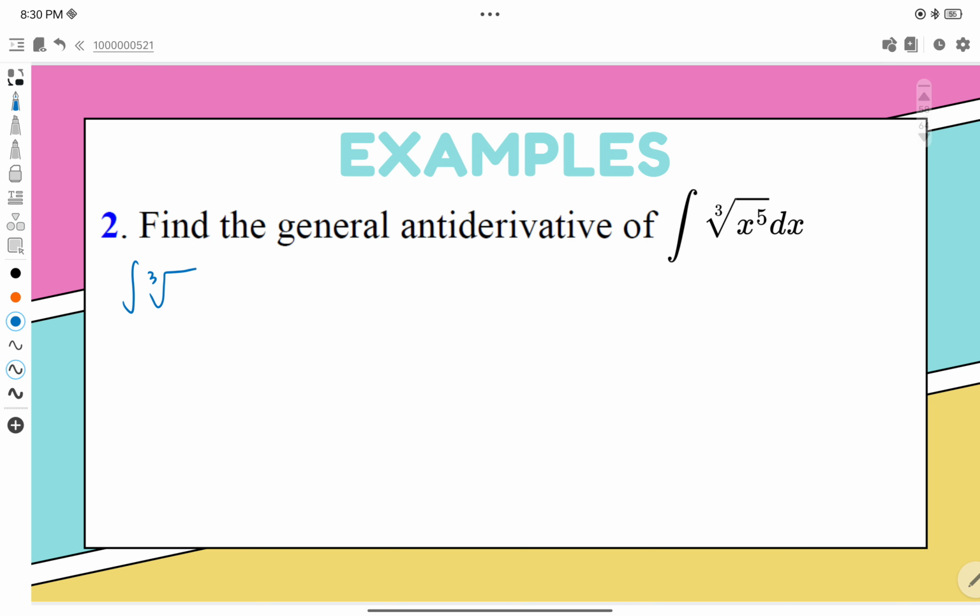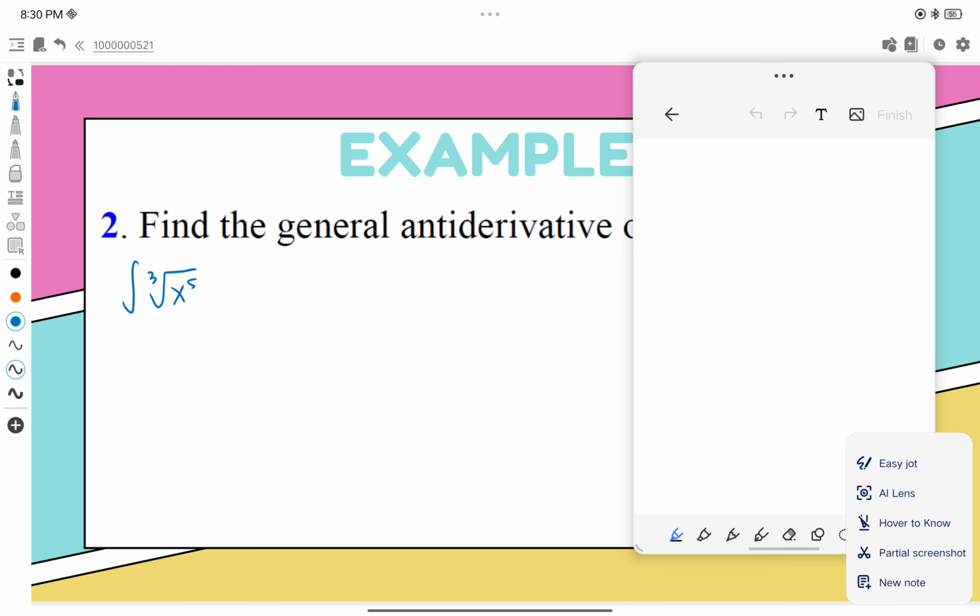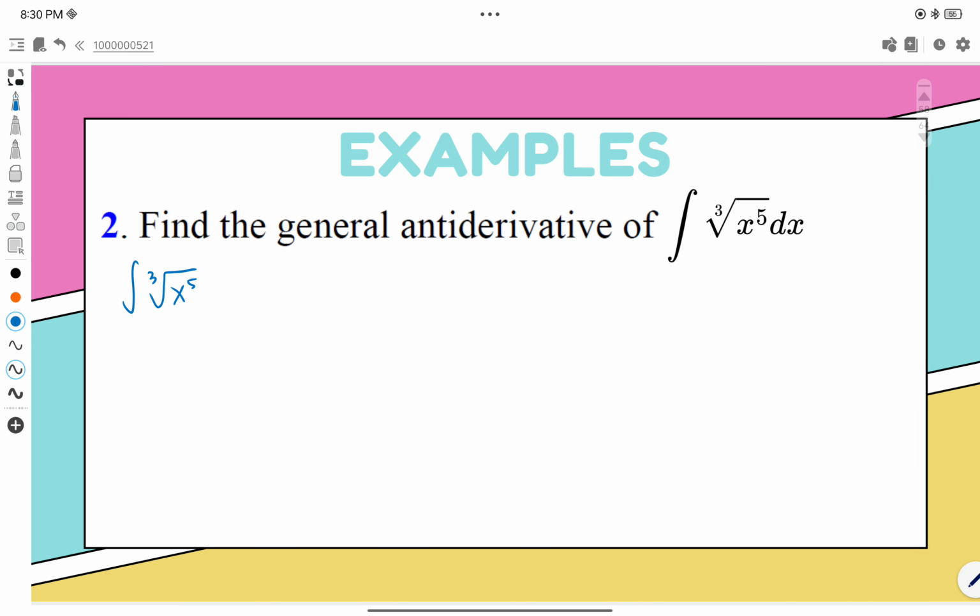integral of the cube root of x to the fifth, dx. Now, as you can see, what we can do is rewrite this as a power function so we can apply our formula. So, using the law of exponents or the law of radicals, we can rewrite the integrand as x to the 5/3.